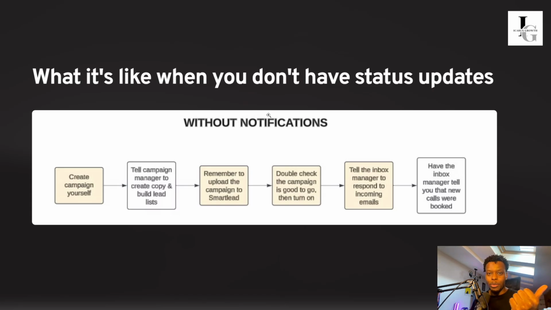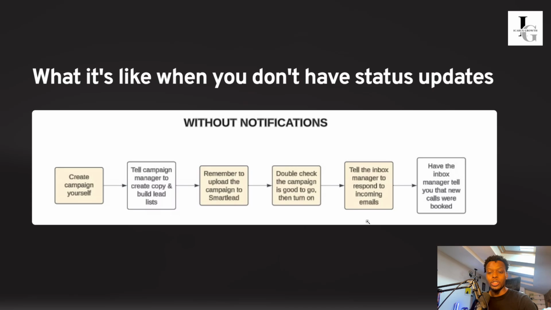One, you'd create the campaign. You'd usually make some sort of campaign yourself inside of your project management system, and you would manually put in all the information, whether it be all the data on who the target market is and what the lead list is meant to be, who you're reaching out to, what the copy is meant to be. All of those things are going to be just outlined there. Then you have to tell your campaign manager to create the copy and build the lead lists. Then you're going to have to remember to upload the campaign to Smart Lead. Then you're going to have to double check yourself that the campaign is good to go, and then you're going to have to turn it on.